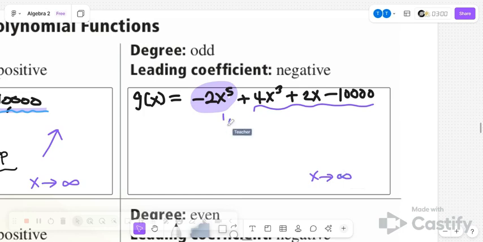When x is increasing, when you plug in 1, 10, and 100, like I said, you can plug in different numbers. And when x is increasing, this x to the 5th power is increasing, but there's a negative sign in front of it, so all the values are going to be getting smaller and smaller, even though the absolute values are getting bigger. Because of the minus sign, everything's going to be opposite, so the outputs are going to be getting smaller. What about when x is approaching negative?